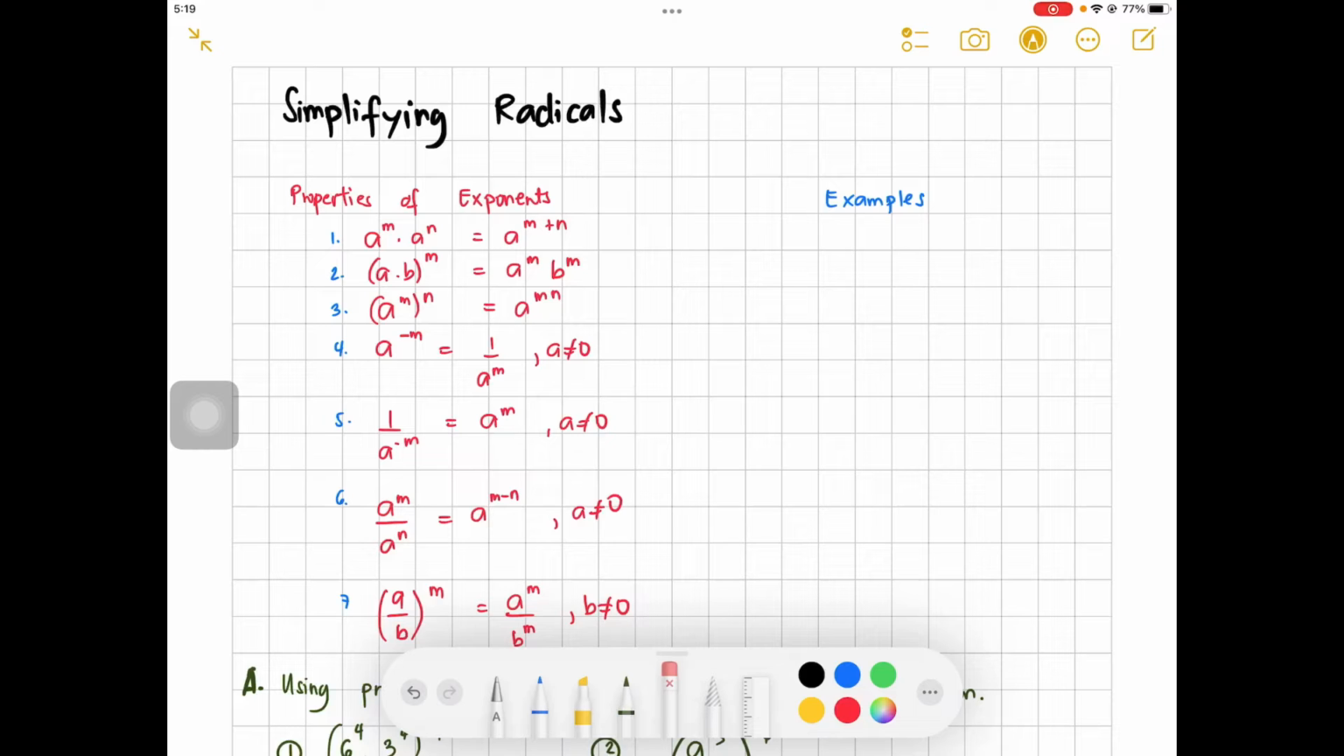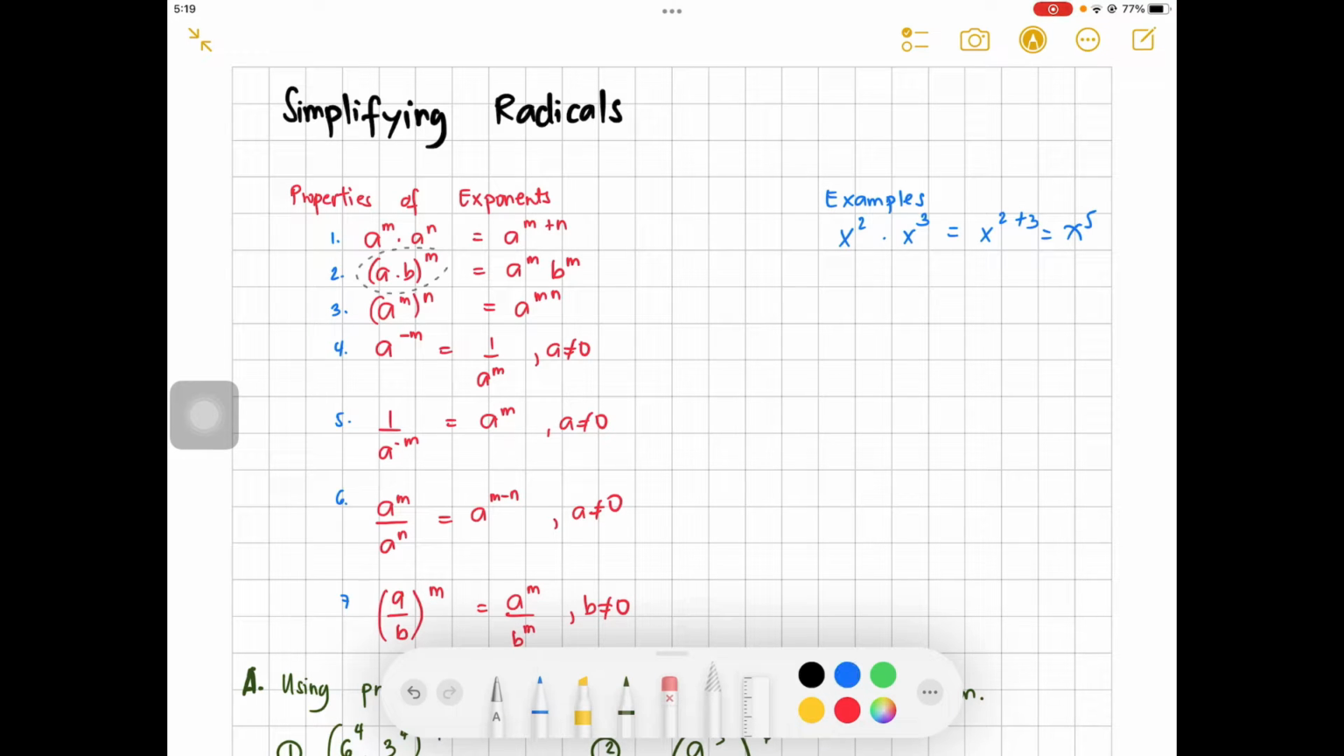I will discuss simplifying radicals. First, we review the properties of exponents. First property, a raised to m times a raised to n is equal to a raised to the sum of m and n. For example, x squared times x cubed. The answer is x raised to 2 plus 3, or x to the 5.